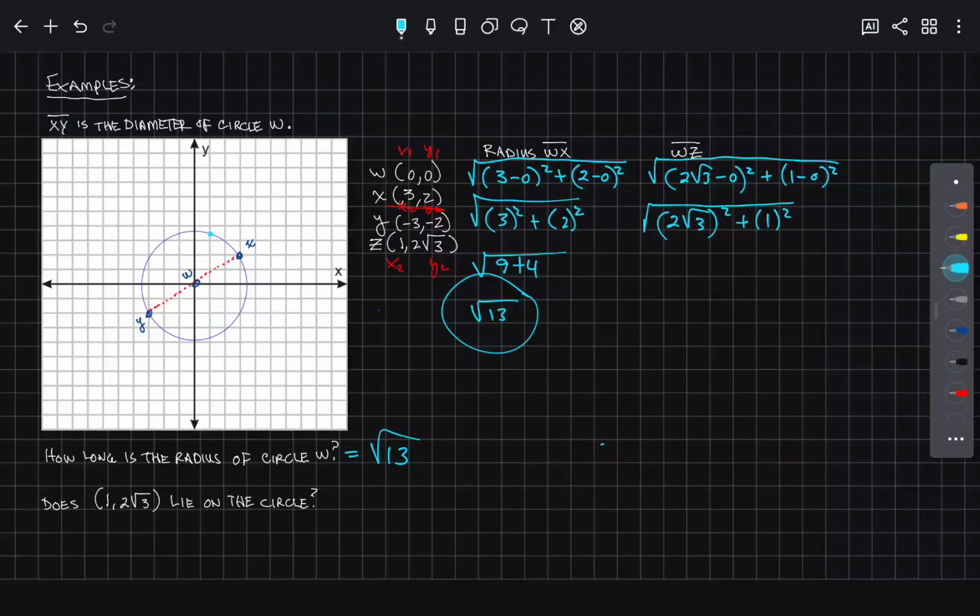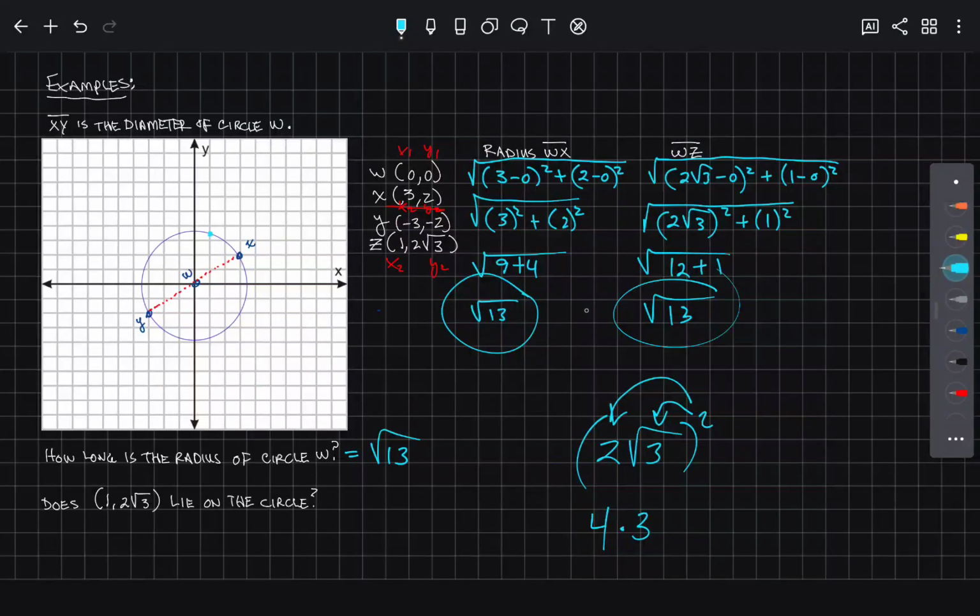So to break down 2 times the square root of 3 squared, what's going to end up happening is that square is going to be squared right here on the 2, which is going to be 4. And then you're going to square the square root of 3, which is just going to make it a 3. A square undoes a square root. Cool. So 4 times 3 is going to give you 12. So there is 12 plus 1 squared is 1. Square root. So 12 plus 1 is 13. That matches the same distance as WX.